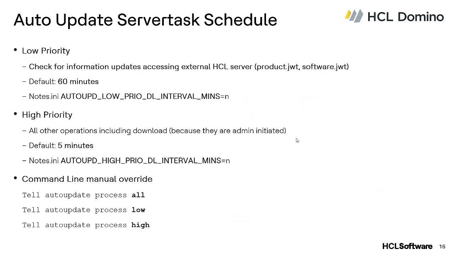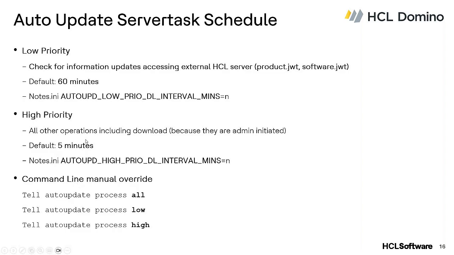One additional piece of information which might be interesting here is that we have 2 different schedules. They have been there in 14.0 already. We have the low priority operations and the high priority operations. Why do we have this distinction? The low priority is really everything that connects to the internet and tries to download information, the product info, the software info, and we don't want that to happen every 5 minutes. So the default schedule for that is 60 minutes. If you want to change that interval, there's a notes.ini parameter that you set on the Domino download server.